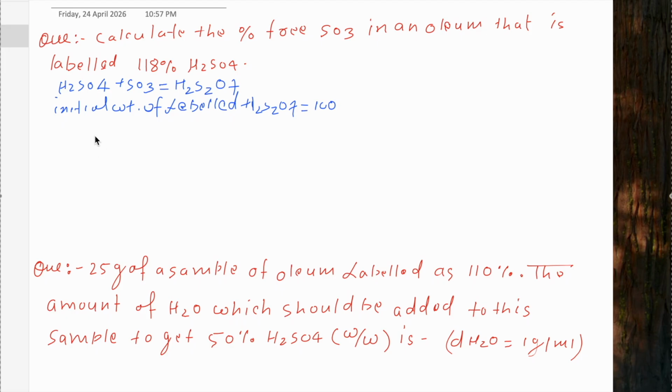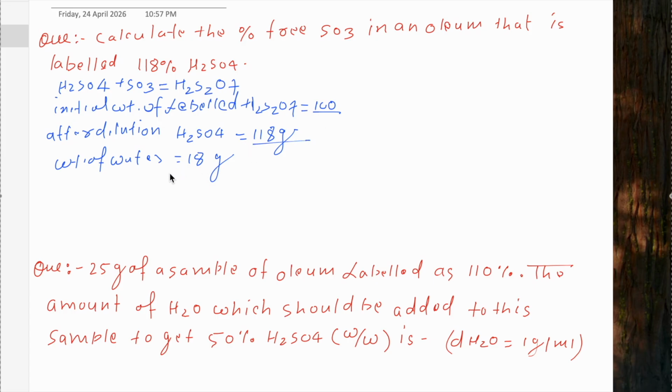Then weight of H2SO4 after dilution is equal to, how much was it given? 118 gram. This much is given. Now what is the weight of water? Weight of water is equal to 18 gram, because initially it was 100 and after addition of the water it becomes 118. So it means water is 18 gram.